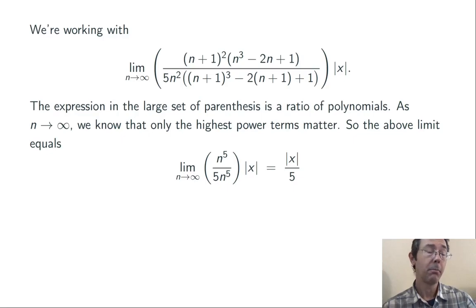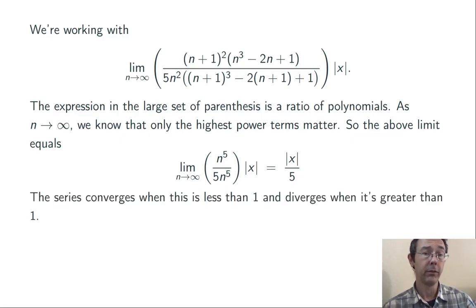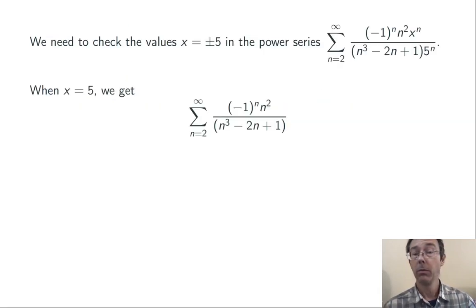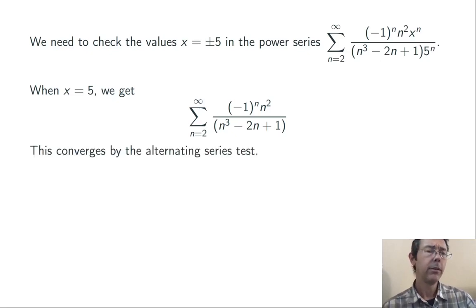By the ratio test, the power series is going to converge absolutely when this is less than 1, and diverge when it's greater than 1. So in other words, it's going to converge for absolute value of x less than 5, and diverge for absolute value of x greater than 5. Once again, I have to check the endpoints manually. I have to see particularly what happens when x is 5 and when x is negative 5. So when I plug in 5, I get 5 to the n on top, 5 to the n on bottom, and those cancel. Now, this series is going to converge by the alternating series test.